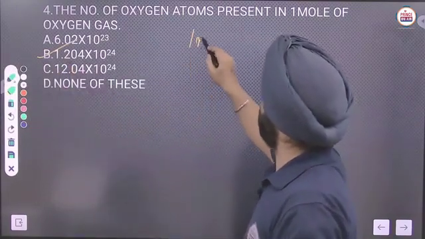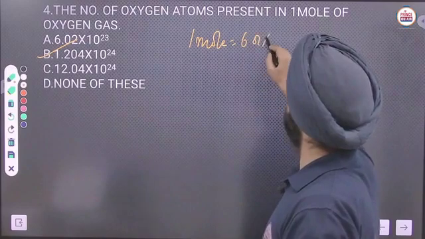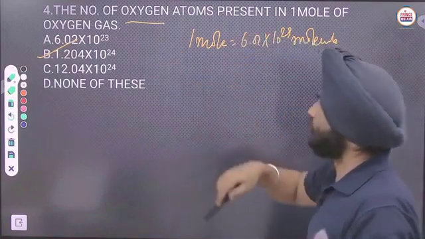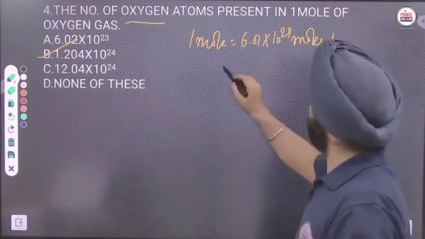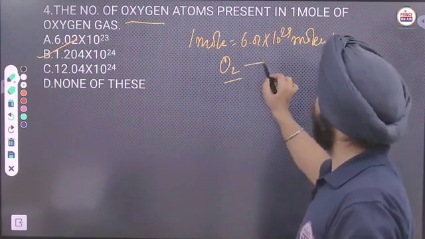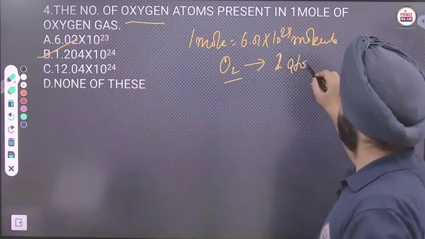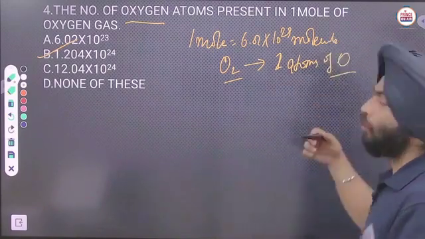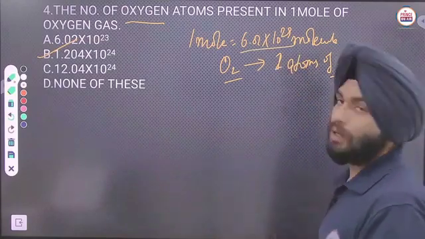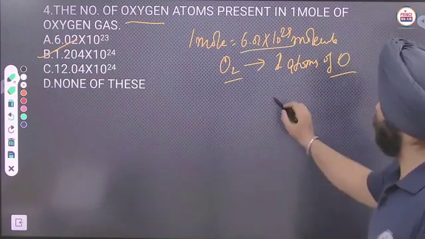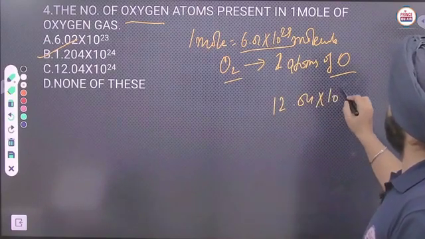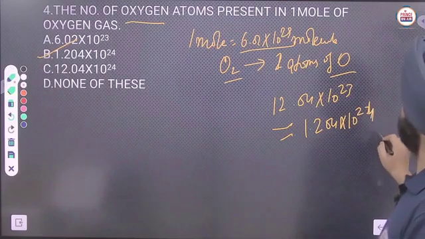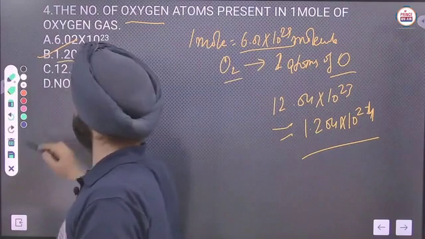In 1 mole we know very well there are 6.02 into 10 raised power 23 molecules, because here it is oxygen molecules in gas. One molecule of oxygen will contain 2 atoms of oxygen. So to calculate the number of atoms, we multiply the number of molecules by 2, and you will get 12.04 into 10 raised power 23. So we can write it as 1.204 into 10 raised power 24. That will be the right answer.